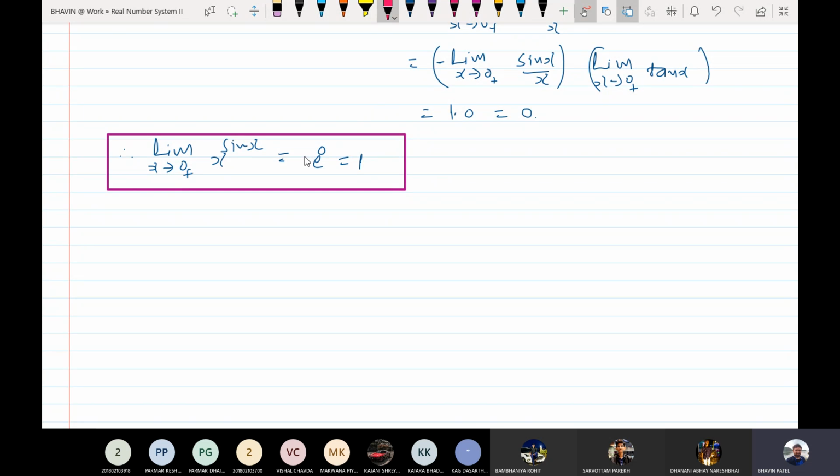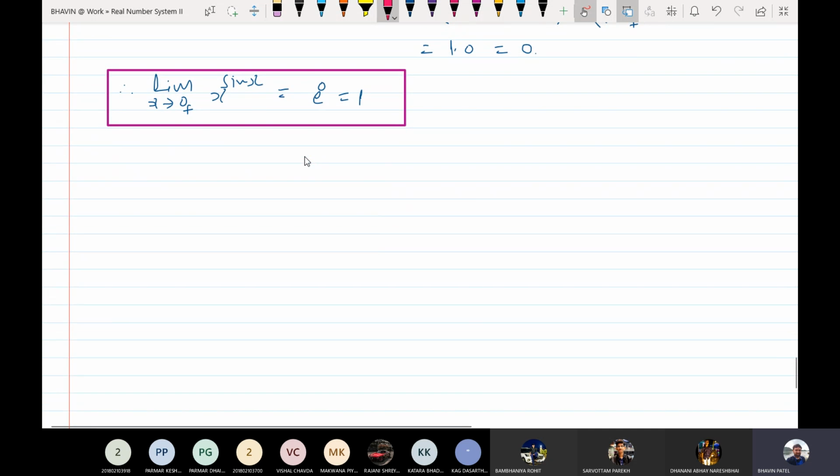Next example is this, try for this one. Anyway, let us consider this. See, this is x raised to sine x. Now let me take sine x raised to x. Next example is this: let me take limit x tends to 0 plus sine x raised to x.